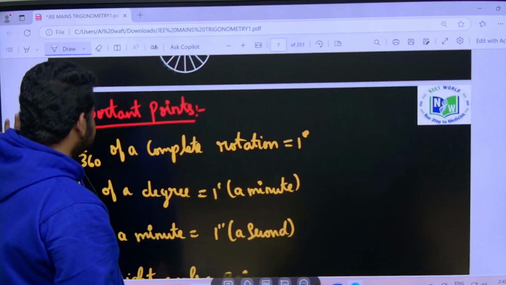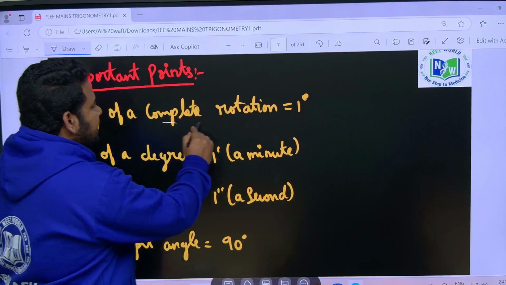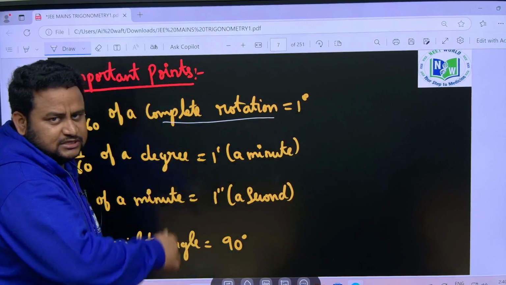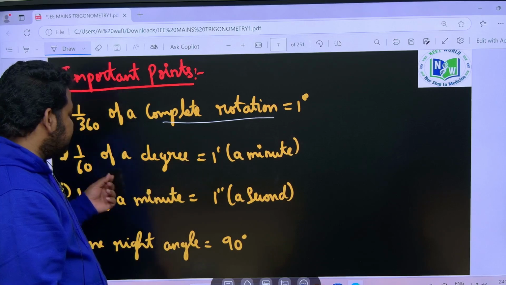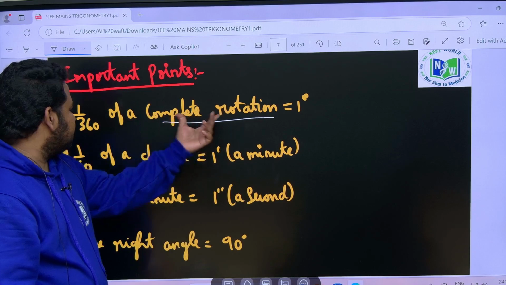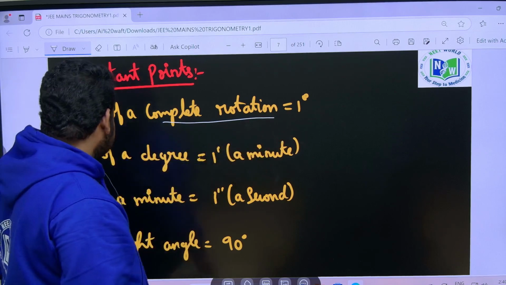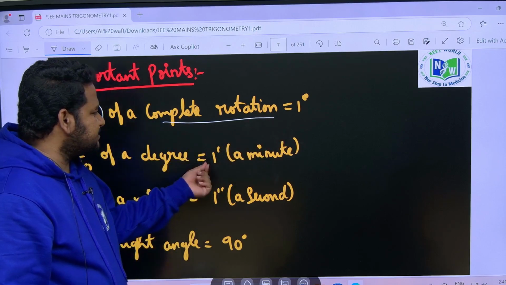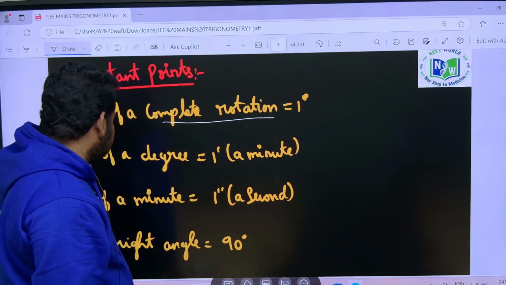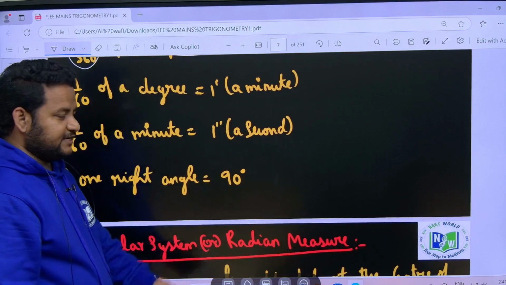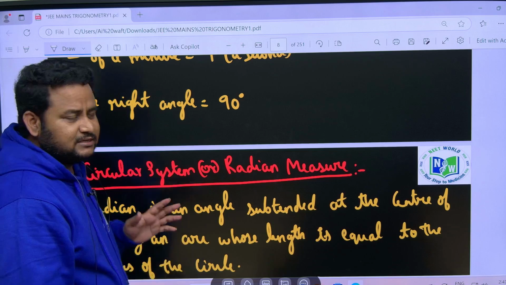So important points when it comes to degree measurement. 1 by 360 of a complete rotation is 1 degree, which I told you just now. Next, 1 by 60 of a degree is 1 minute. 1 by 60 of 1 minute is 1 second. Then 1 right angle is equal to 90 degrees. These are the important results which you must know. This is it for the sexagesimal measurement system.